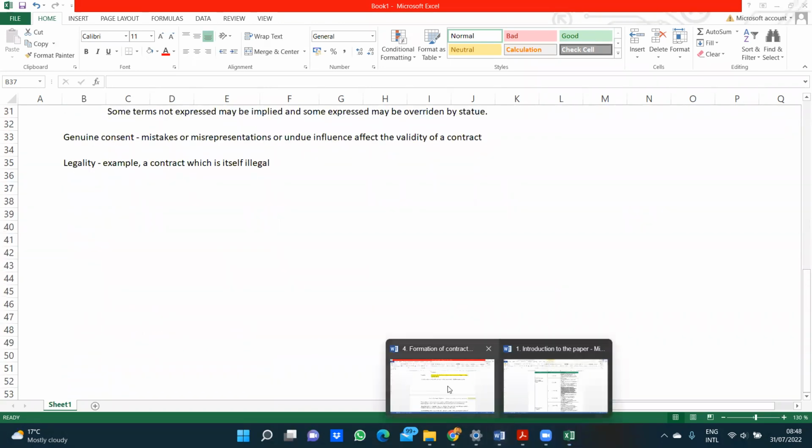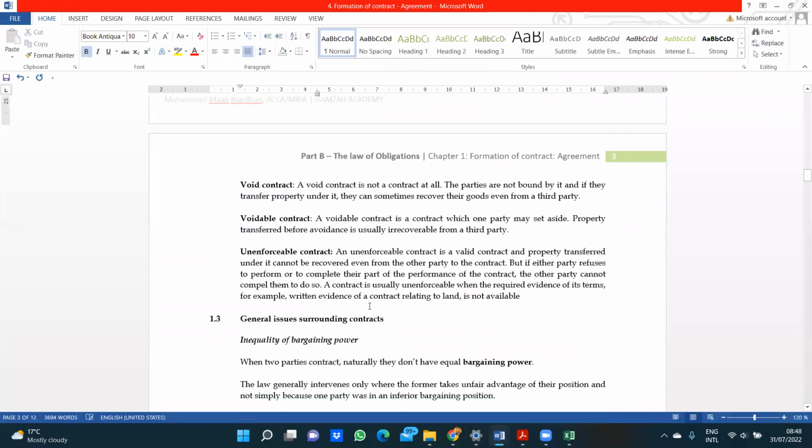So now, a void contract. A void contract is not a contract at all. Okay. The parties are not bound to it, and if they transfer property under it, they can sometimes recover their goods even from a third party. If there is no contract at all, they can recover their goods and so on.